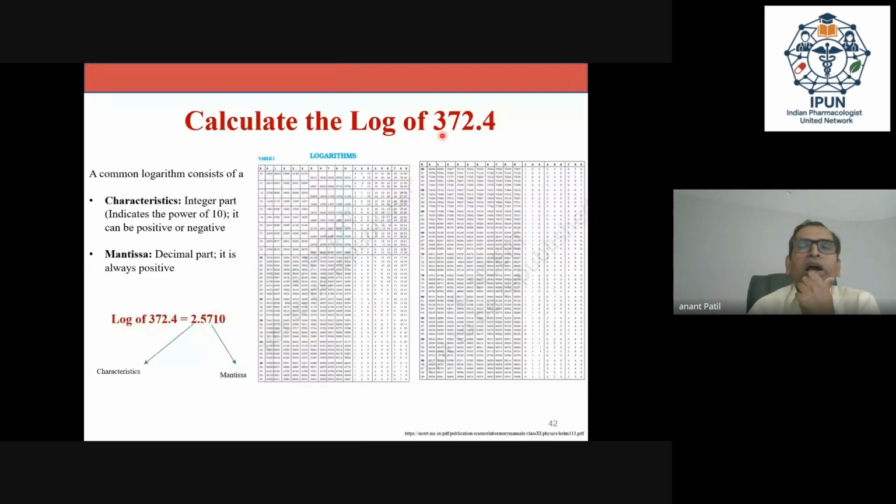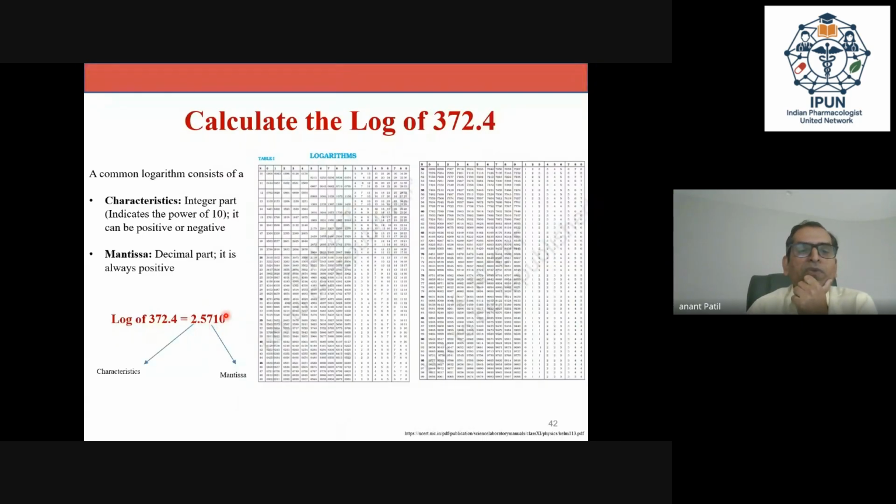Now suppose I want to calculate the log of 372.4 using this log table. And the value comes as 2.5710. The number becomes smaller. I told you that 372 is a big number, but the actual log becomes 2.57, and this is easy to plot on the graph.